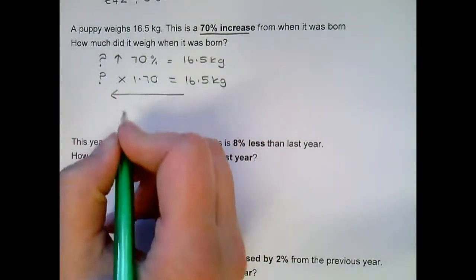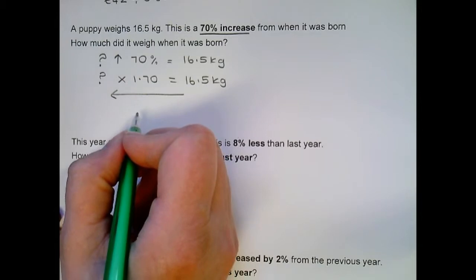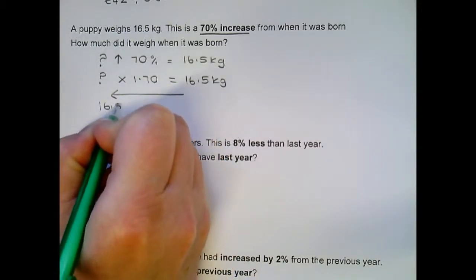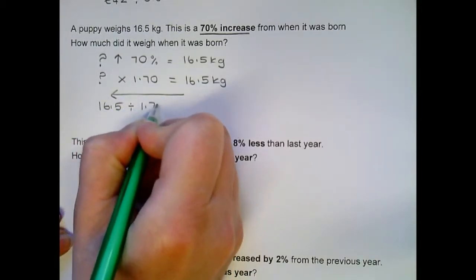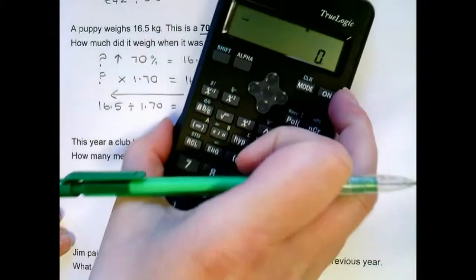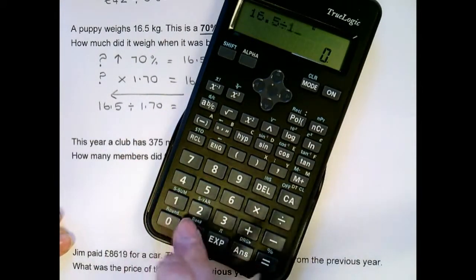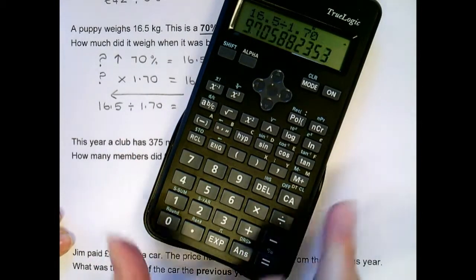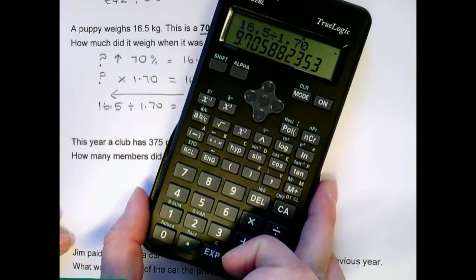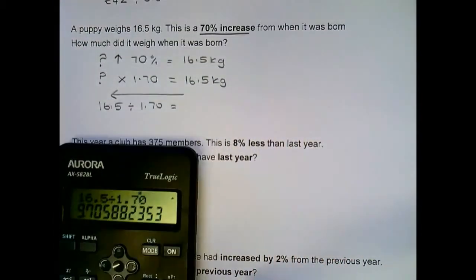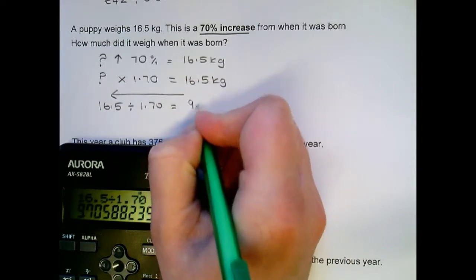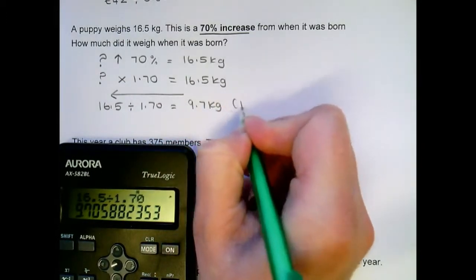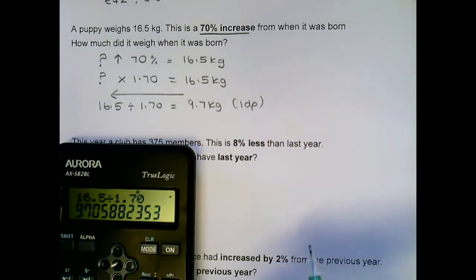So for you to go in reverse and find the original weight whenever it was born, you take the 16.5 and divide by 1.70. So 16.5 divided by 1.70 gets you 9.705. It goes on a wee bit. So maybe round it just to 9.7 kilograms, to one decimal place.